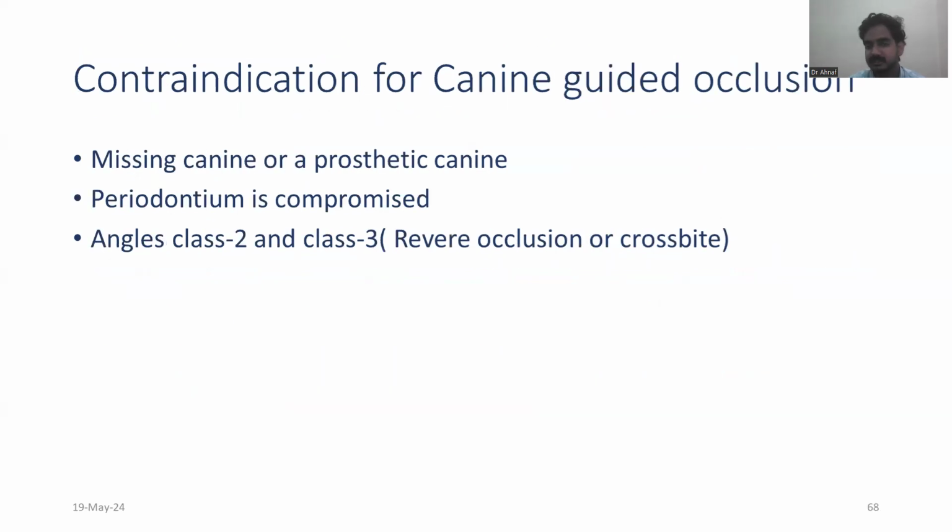So what are the contraindications for canine guided occlusion? Obviously, if the canine is missing or the prosthetic canine is missing, we cannot go for canine guided occlusion. And if the periodontium is compromised, we have to think of other options. And in case of Angle class 2 and class 3, or reverse occlusion or crossbite.